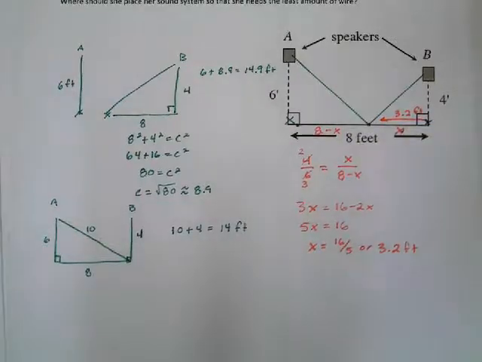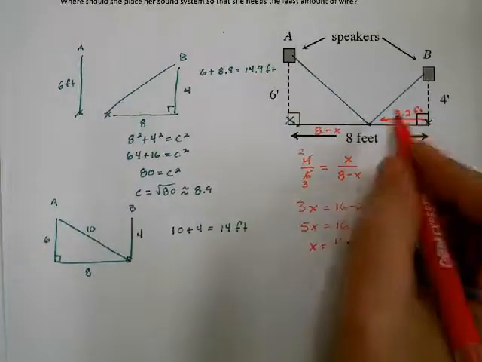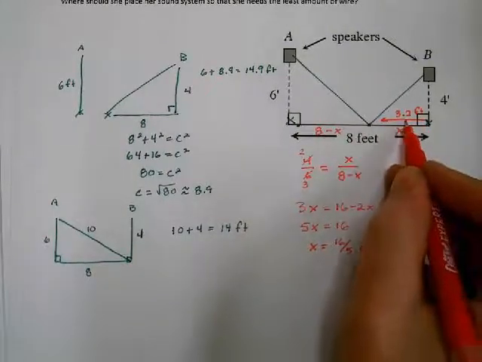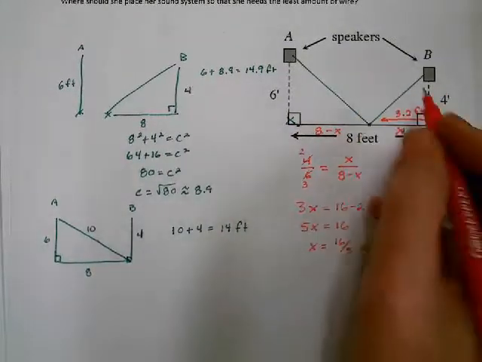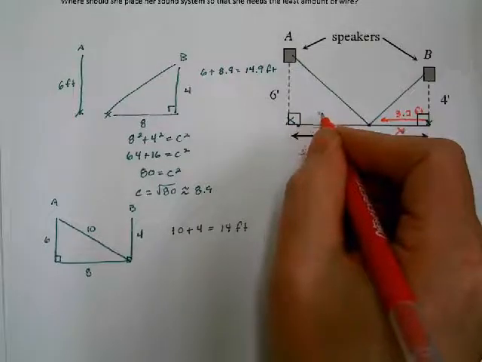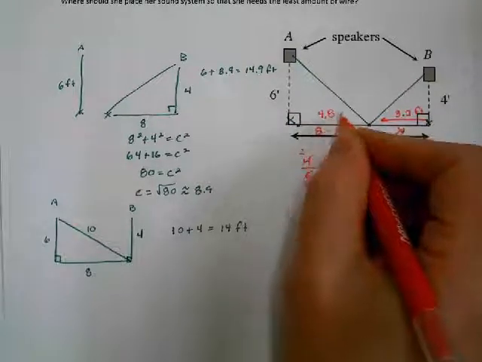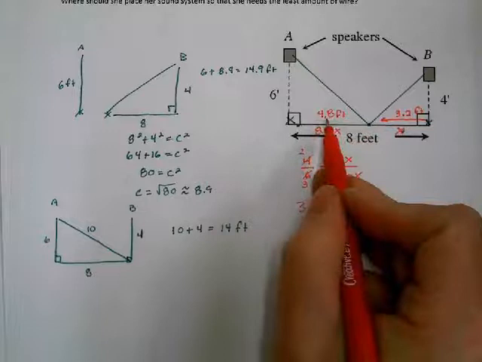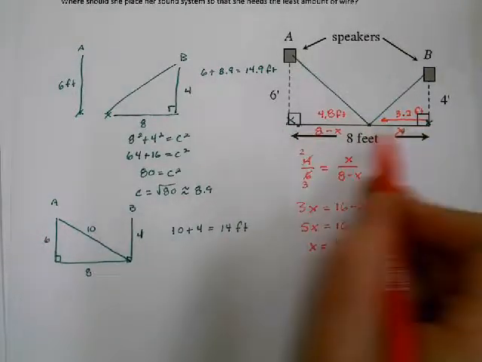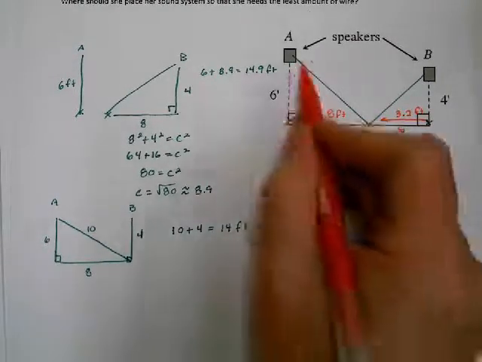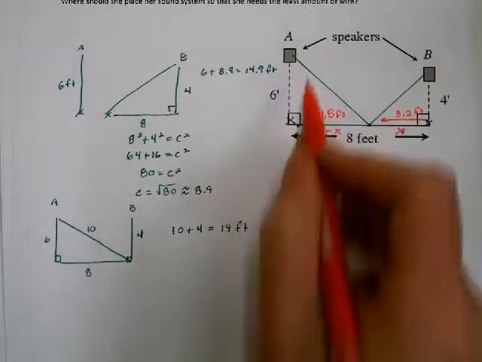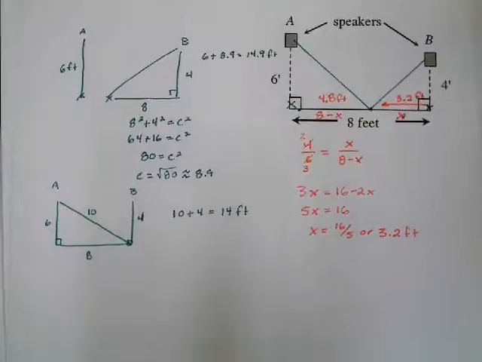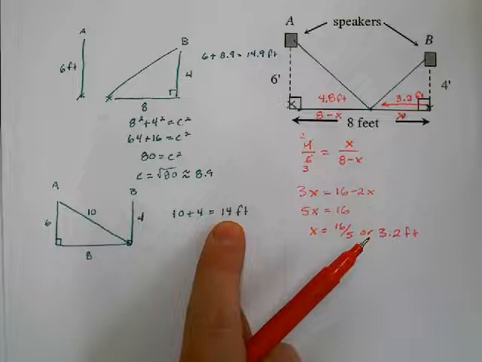So how long of wire does she need? Well, if this is 3.2 feet over here and this is 8, that means that this would be 4.8 feet right there, because 4.8 and 3.2 makes a total of 8 feet. And now we can use the Pythagorean Theorem to find out exactly how long this wire should be. Now remember, it should be less than 14 because this should be the best spot. So let's start right here.